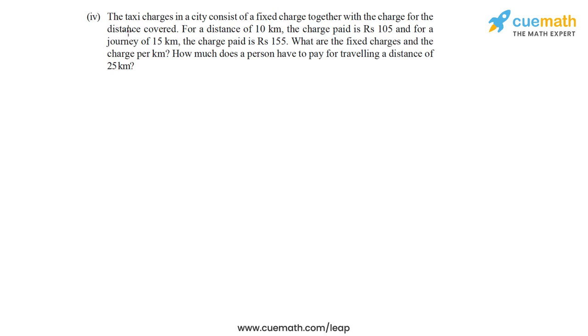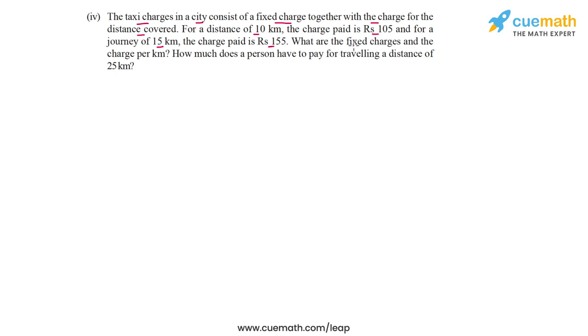Part 4 in this question says, the taxi charges in a city consist of a fixed charge together with the charge for the distance covered. So the fixed charge is like a down payment, and then there's a charge for the distance covered. For a distance of 10 kilometers, the charge paid is rupees 105, and for a journey of 15 kilometers, the charge paid is rupees 155.